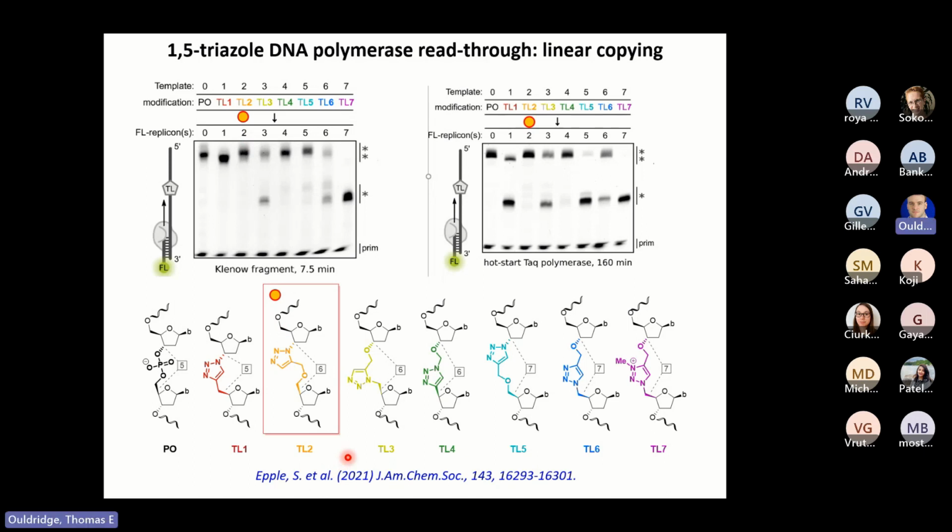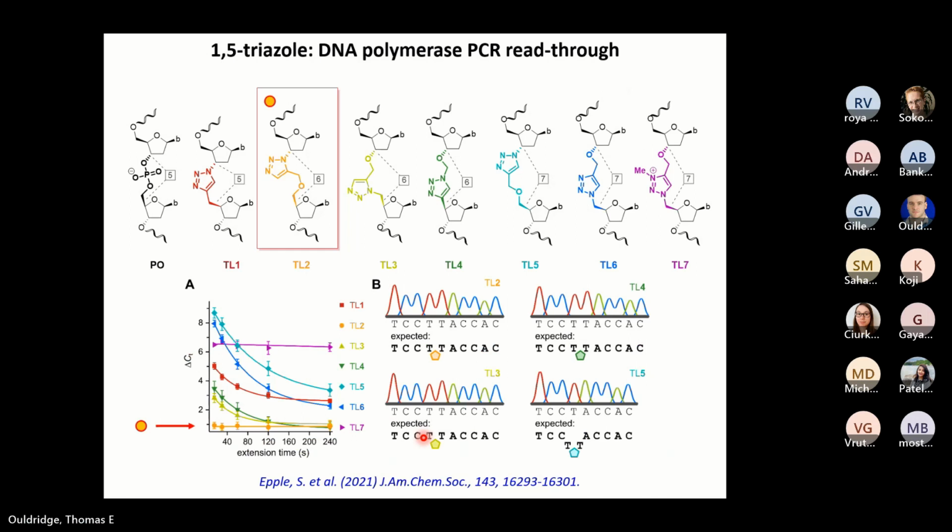So now we have a triazole which works more efficiently than the one that we spent most of our time working on previously, but which is easy to make. It's the usual story. The one that's easy to make is not the best. And it's the same story in PCR. In PCR, if you take this 1,5 triazole here, it reads through really well, even at very short cycling times. So for whatever reason, a polymerase is much happier with this triazole than some of the others.